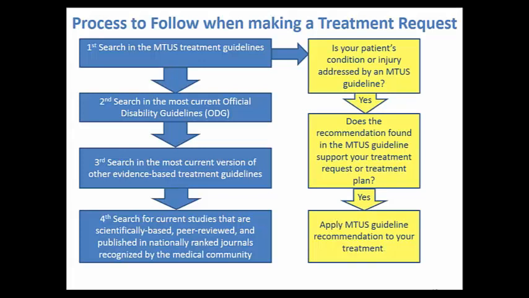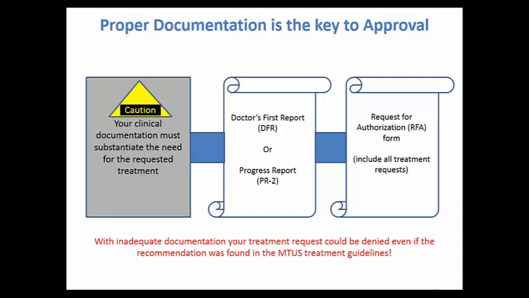However, let me emphasize, without proper documentation, your request for authorization or RFA can still be denied even if you followed this process. Proper documentation is the key to approval. Providing proper documentation that substantiates the need for your requested treatment is the most important step to getting your treatment requests approved. You must complete the doctor's first report, DFR, or progress report, PR2, and request for authorization, RFA, that includes the clinical rationale to substantiate the need for your requested treatment.